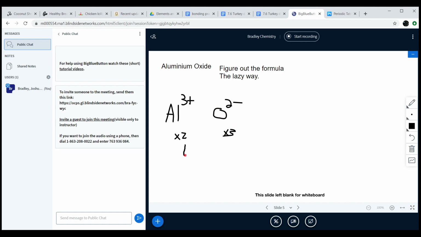And then that would be 6 plus, and then 6 minus. Our goal always is to make it so that we always have the same amount of electrons, so the amount of electrons lost has to be the same as gained, and that would equal 0. But chemists have an even lazier way.